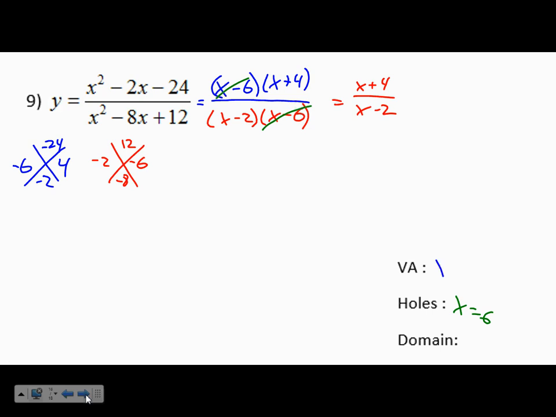So our vertical asymptote is x is equal to 2, because that would make it undefined. And your domain, x such that x cannot equal 2 and 6. Oops, that should be a brace.